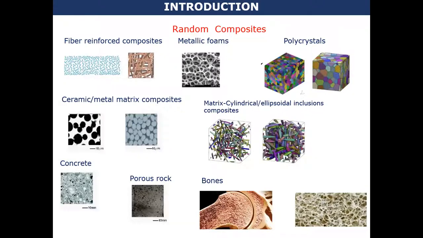On the other hand, composites can instead show a random microstructure. So in these cases, and here in the same way I show you some examples, you cannot find a periodic unit cell that can be repeated periodically to recreate the entire volume or the entire structure. So, for example, in fiber reinforced composites, metallic foams, polycrystals, or even porous rock or bones, cancellous bones, the microstructure can be completely random, can anyway be characterized by random fields.